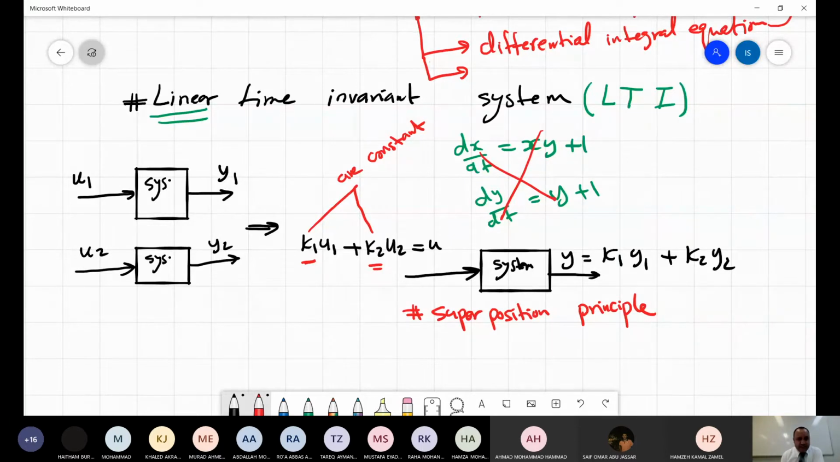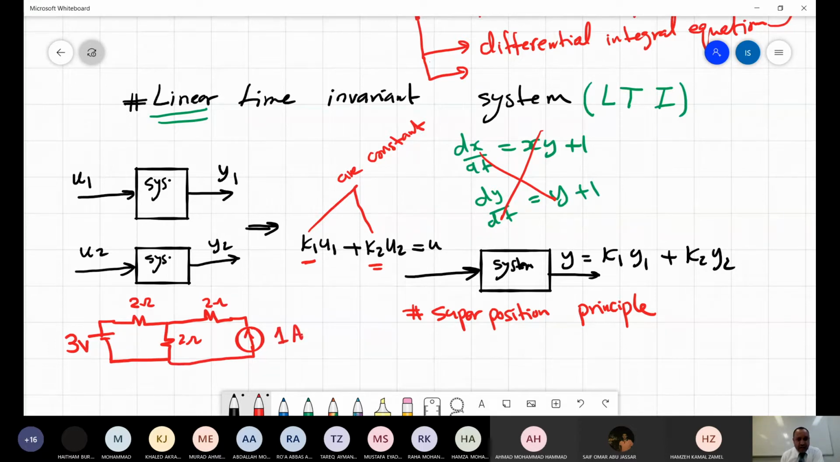Let's assume here I'm having a simple circuit. Here 2 ohm, here 2 ohm, and here I'm having a supply voltage. Let's assume it will be 3 to make it easy for the calculation. And here I'm having another 2 ohm, and here a current source. And this current source is, let's assume, 1 ampere. And I need to find the current here.